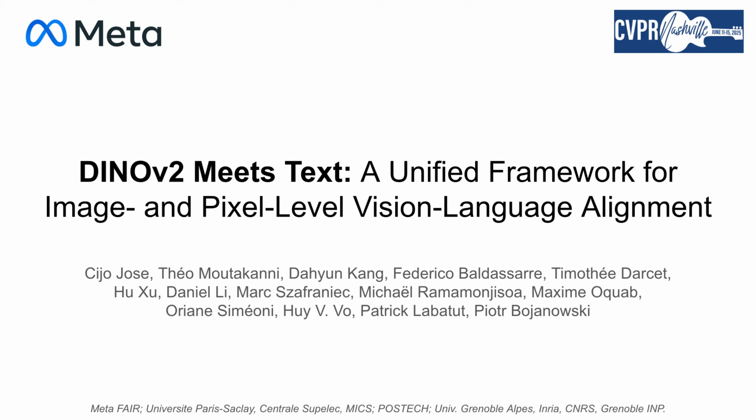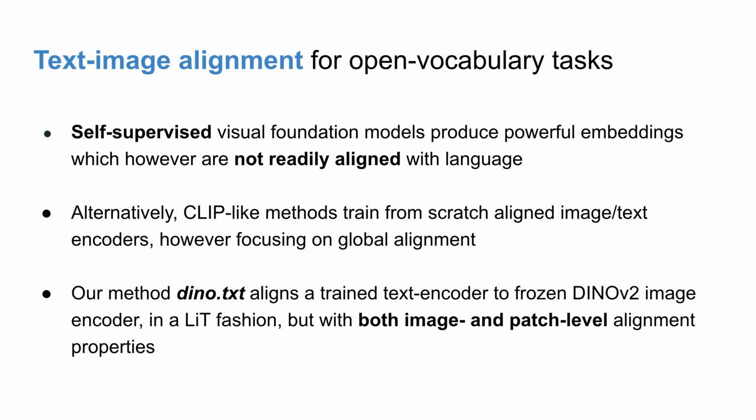Hi, we are happy to present the paper DINOv2 Meets Text, a unified framework for image and pixel level vision language alignment. Self-supervised visual foundation models produce powerful embeddings, which, however, are not readily aligned with language. Alternatively, CLIP-like methods train from scratch to align image and text encoders, however, focusing on the global alignment only.